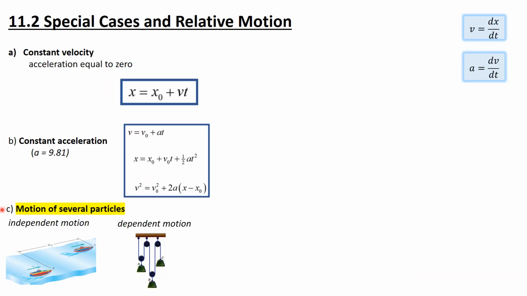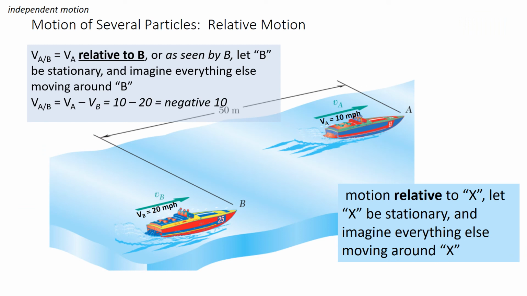The last scenario here is the motion of several particles at once. We'll look at independent motion and then dependent motion. So those are the two different scenarios. We'll look at relative motion too: motion of several particles relative to one another.